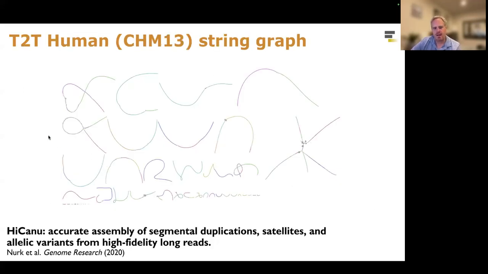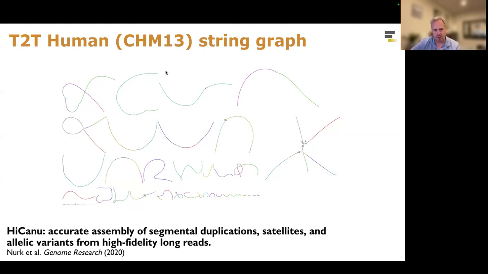In the case of that telomere-to-telomere human genome, the T2T human genome, it was an assembly of what's called a complete hydatidiform mole. That's CHM, and the specific cell line is CHM13. This is the string graph. This is the assembly graph that came out. It's relatively simple.